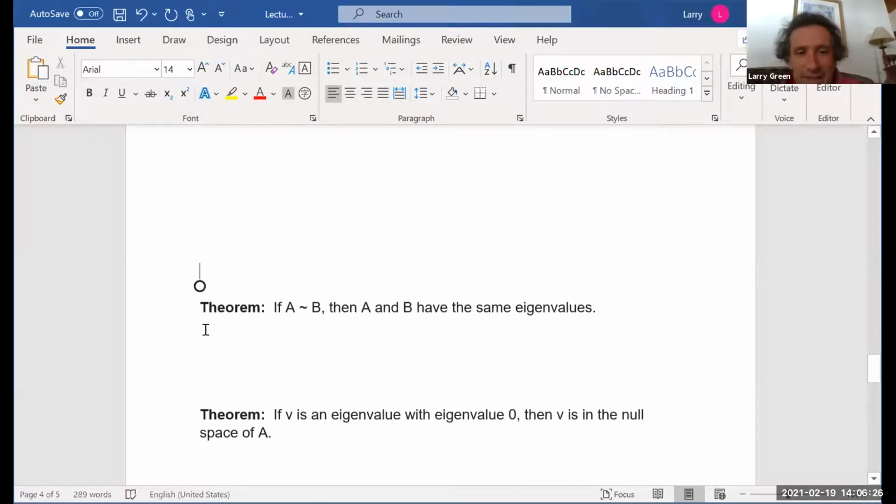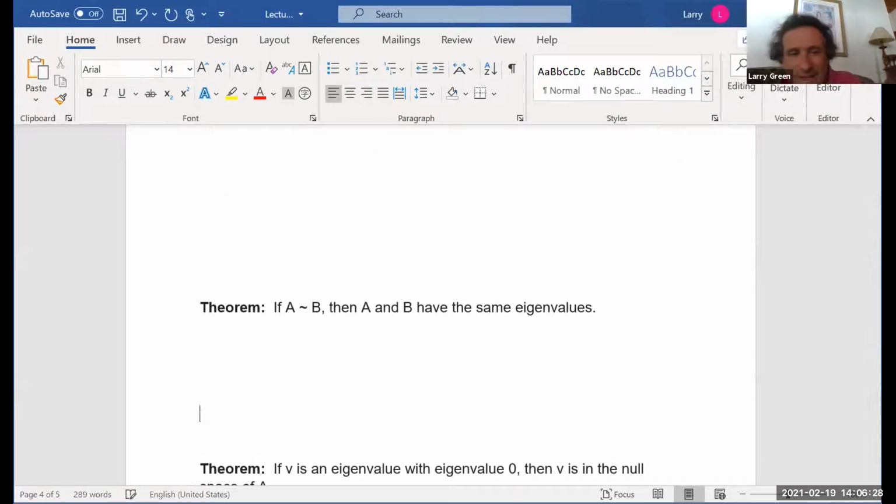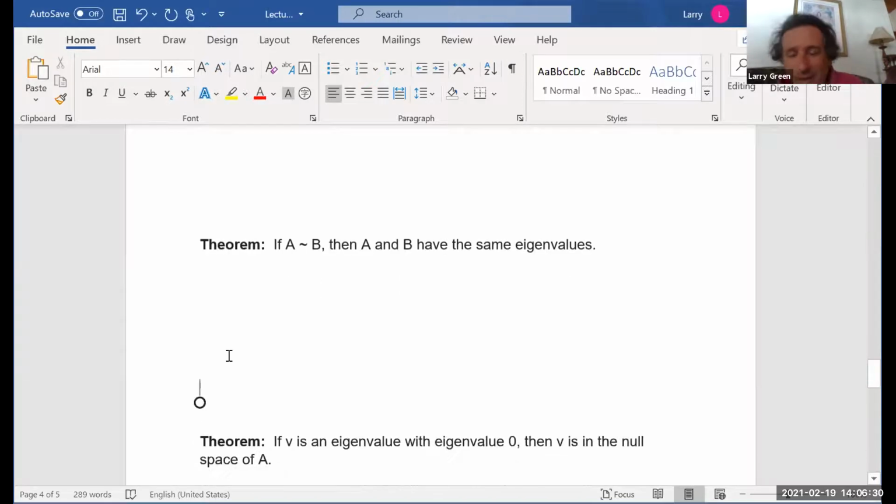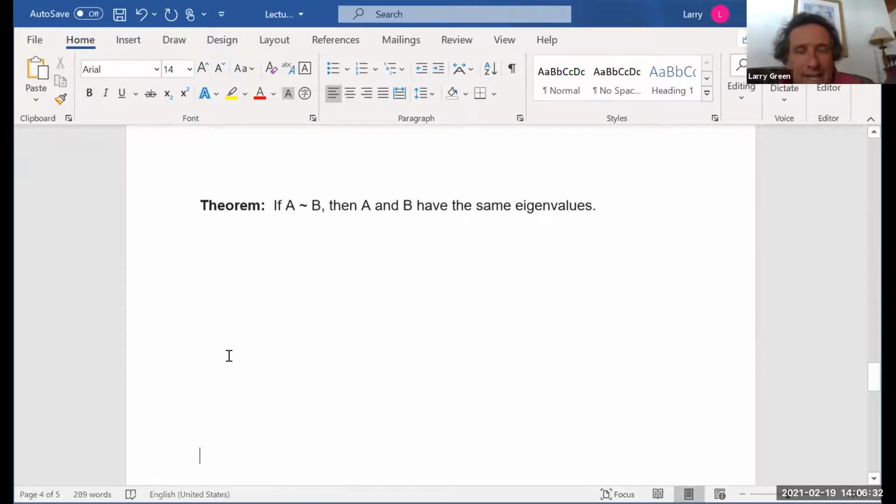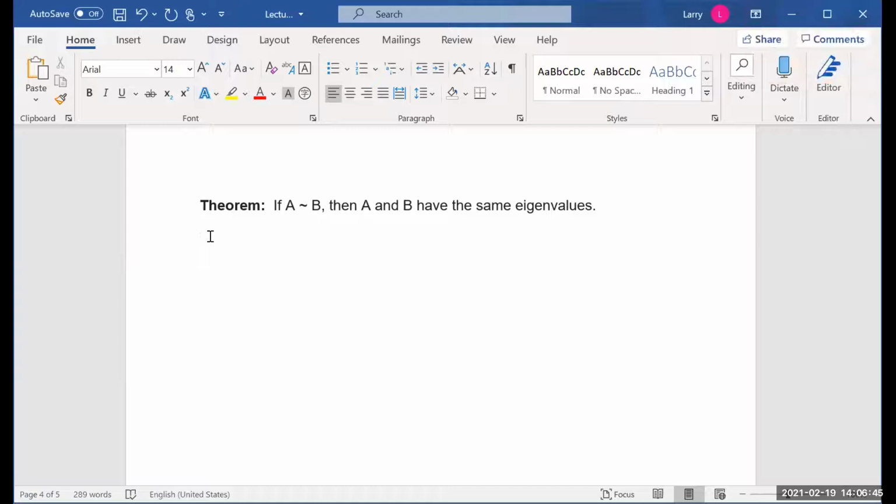Now comes the big theorem. If A is similar to B, then A and B have the same eigenvalues, no matter what. What's left out here? They have the same eigenvalues. What else might be the same? Do you think they're the same eigenvectors? No. They're not necessarily the same eigenvectors, but the eigenvalues are always the same.